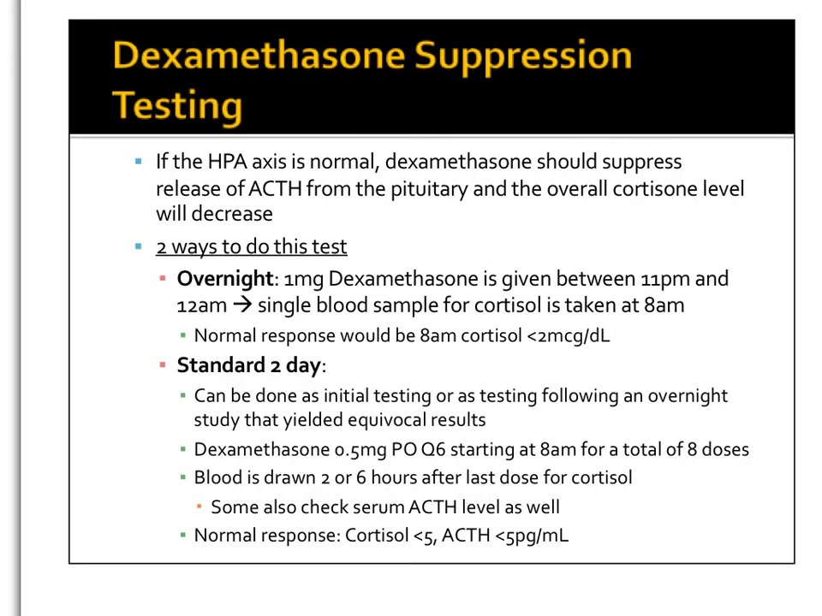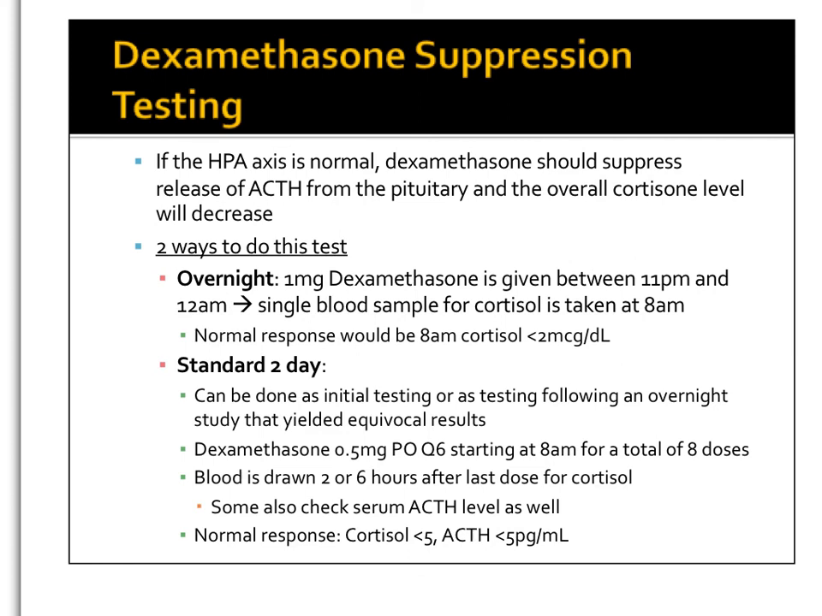So like I just said, if the HPA axis is normal, dexamethasone should suppress ACTH from the pituitary, and the overall cortisol level will decrease because we're not putting out ACTH. So once the drug wears off from the low-dose dexamethasone, cortisol levels will drop.